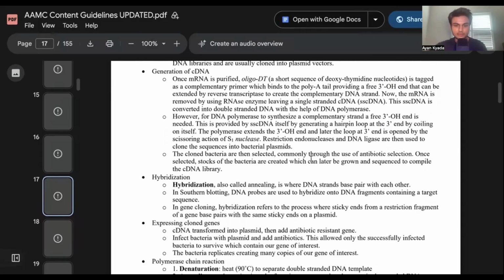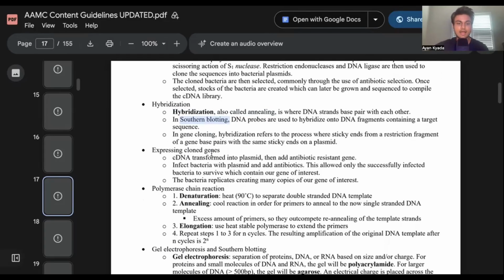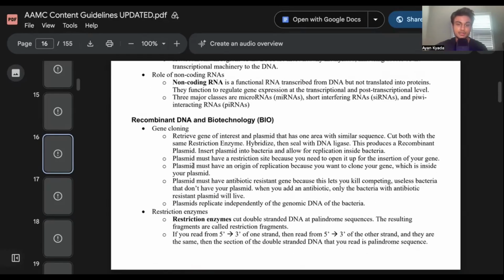Then we already talked a little bit about the term hybridization, and this is used interchangeably with the term annealing because they both refer to essentially the same process. So hybridization and annealing both refer to the process of nitrogenous bases in DNA forming complementary base pairs with one another. So whenever you see hybridization or annealing, that just refers to base pairing. And it's a key process of southern blotting, which we're going to talk about in depth, like about 5 minutes from now.